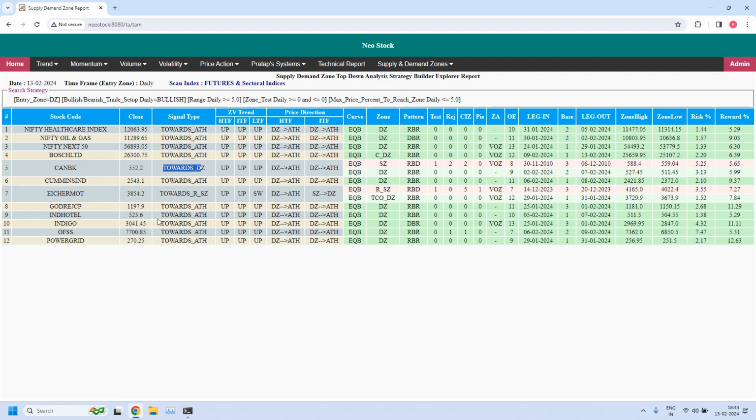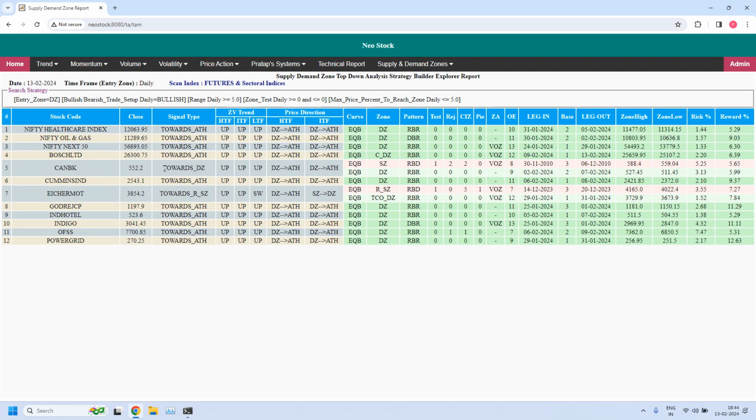They move towards the supply zone or all-time high, but due to some reason, all of a sudden they change the price direction and come back to the demand zone. Now the pending orders in the demand zone again push the prices up. That way we get the entry. So that's why we should not lose hope if the price direction is not towards the demand zone.